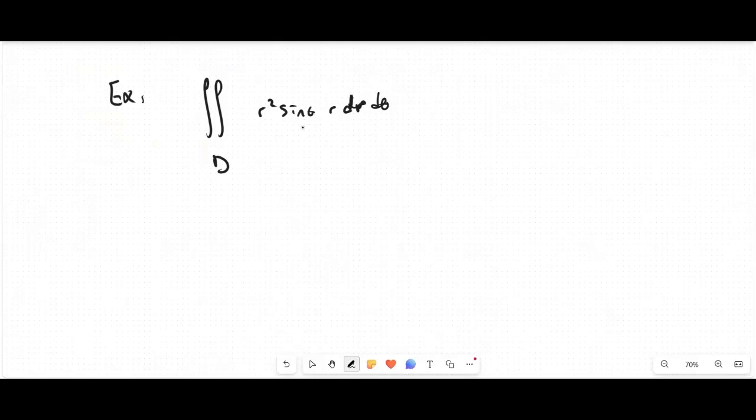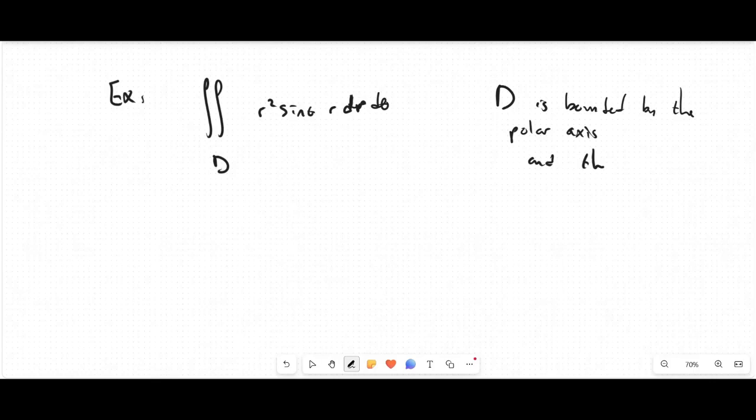and it's over the region D. And this is how they describe the region. D is bounded by the polar axis. So they just mean where theta equals 0. But I guess that's not bad terminology. I just don't know anybody who ever says that. D is bounded by the polar axis and the upper half of r equals 1 plus cosine theta, the cardioid.